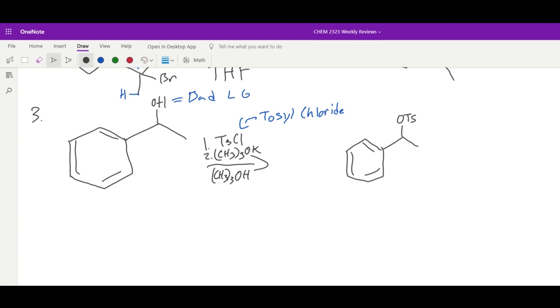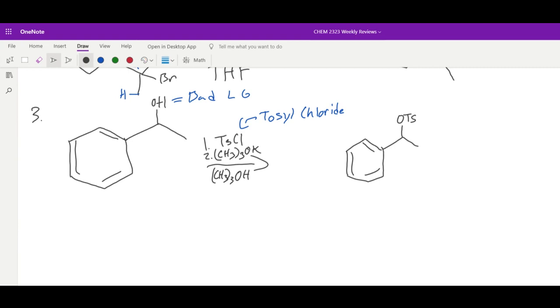OTs, oxygen with a tosyl group, is a very good leaving group. If you look at the structure of tosyl, hopefully you have seen it in lecture, or Google it. Tosyl has lots of resonance stabilizers, so that OTs can leave because that leaving group is stabilized. We can handle that negative charge.